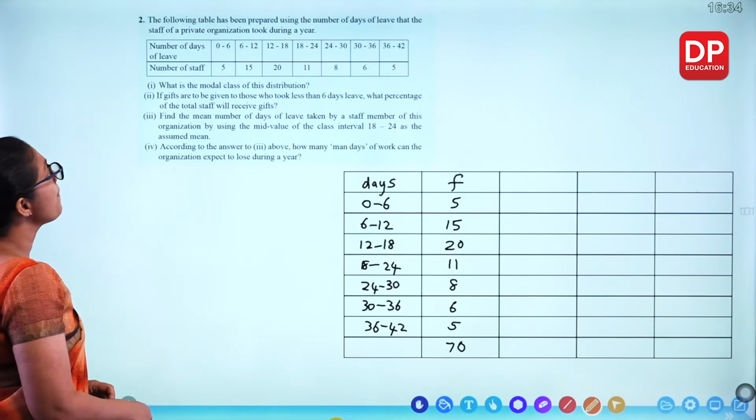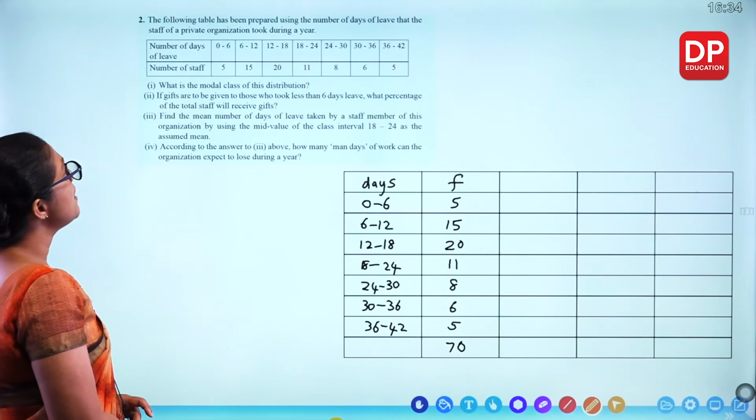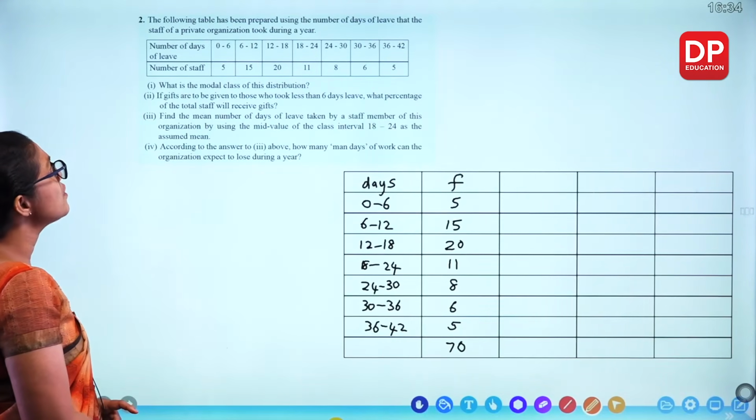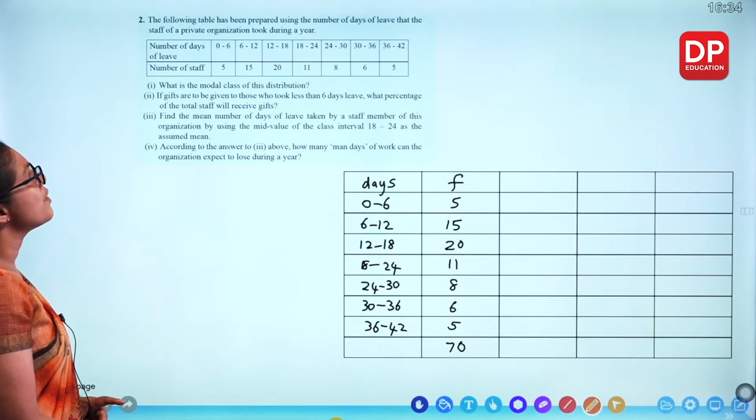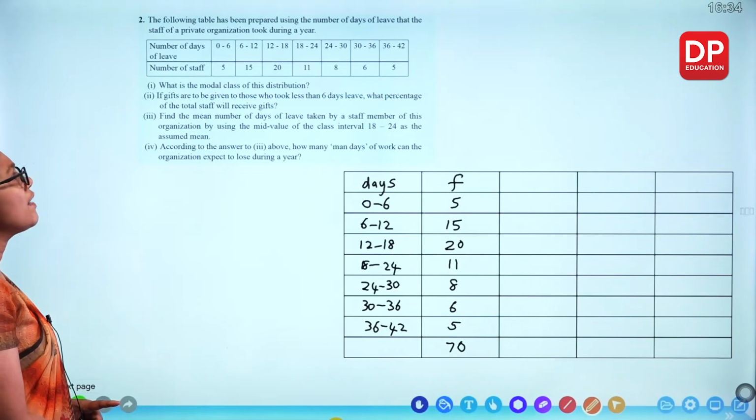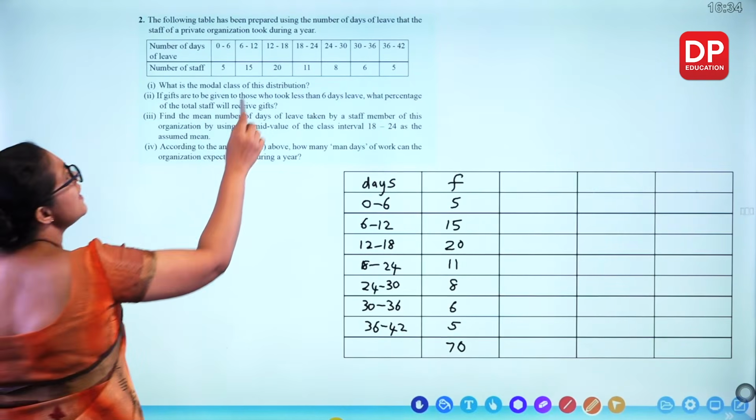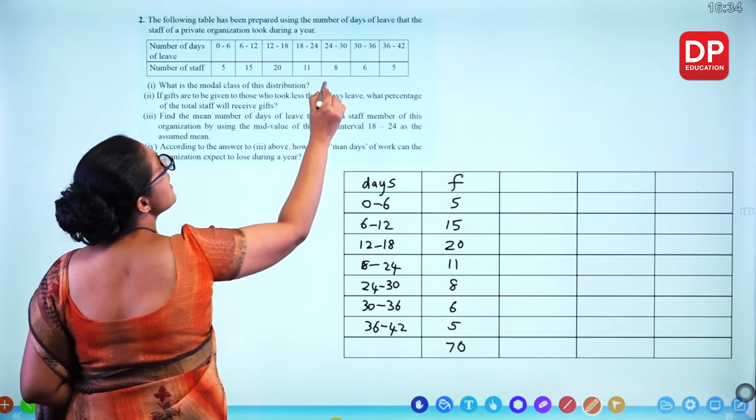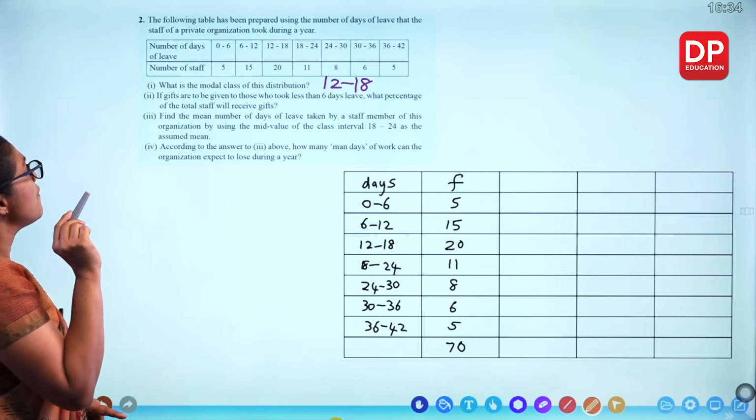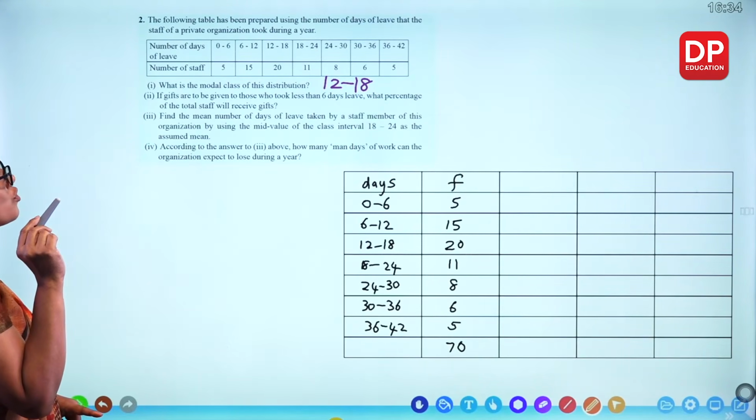Question number 2. The following table has been prepared using the number of days of leave that the staff of a private organization took during a year. What is the modal class? Look at it carefully and find out the highest frequency. 20. So what's the modal class? 12 to 18.